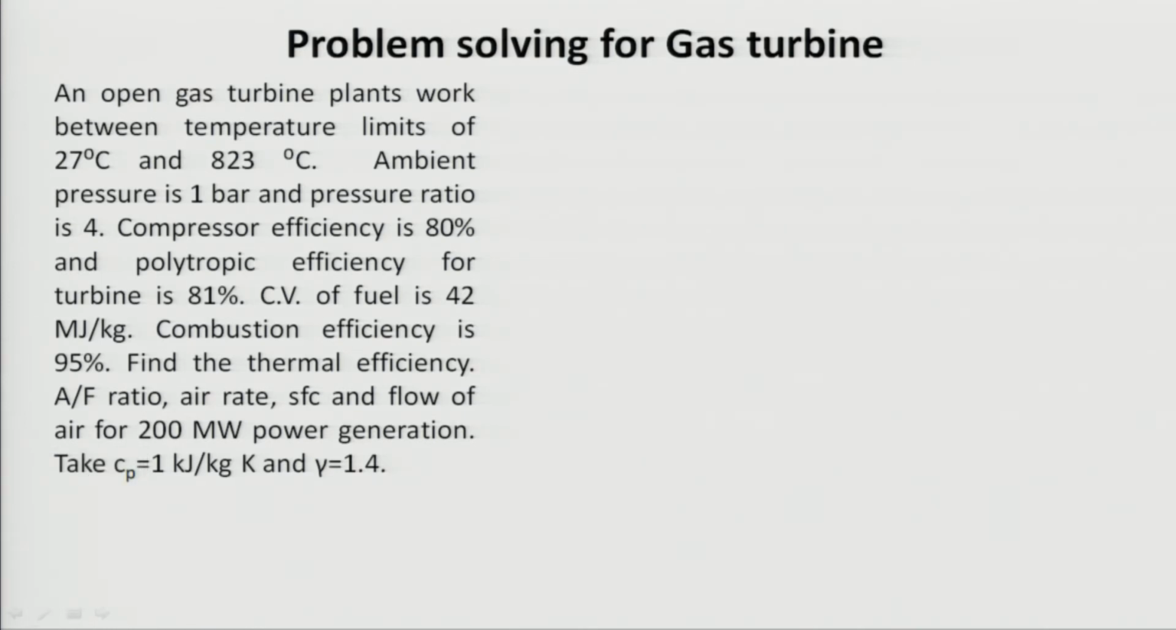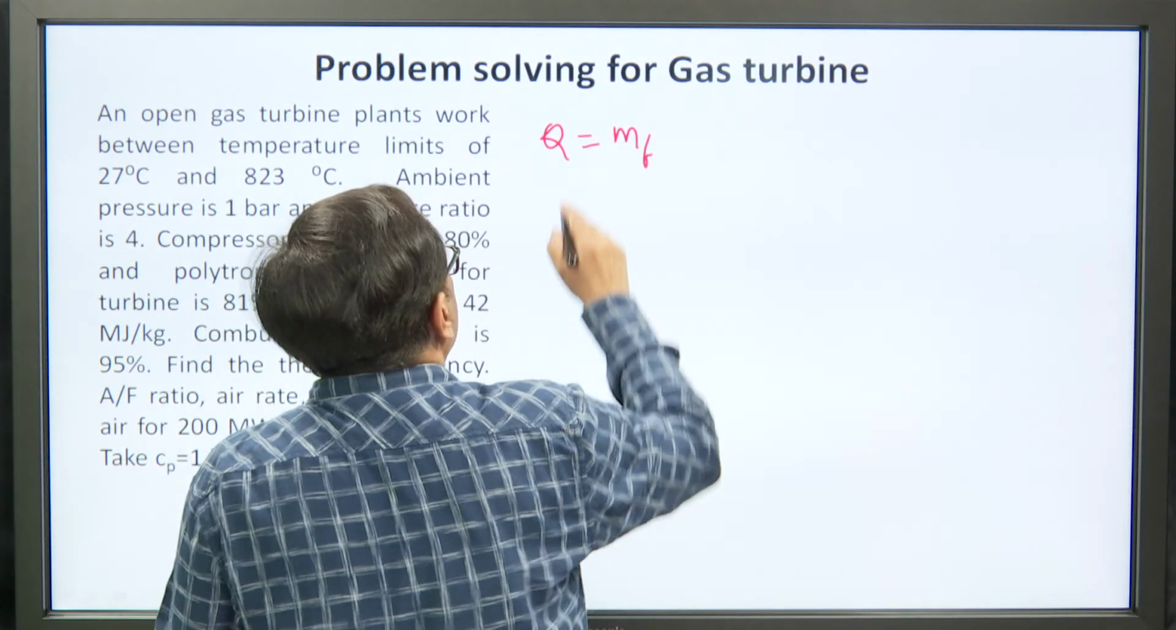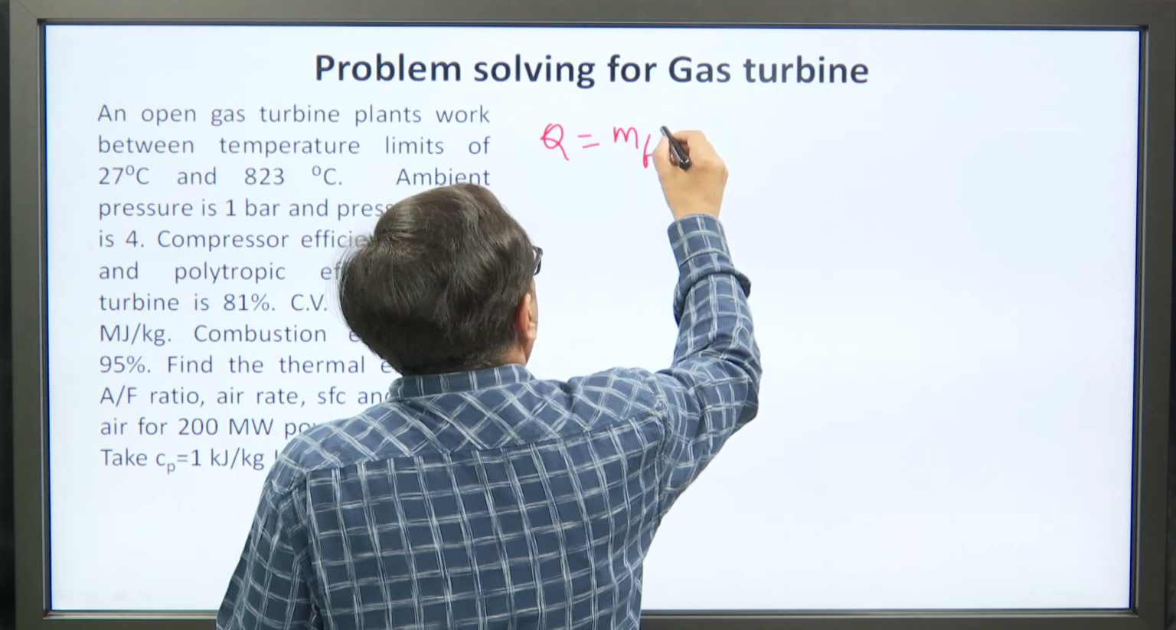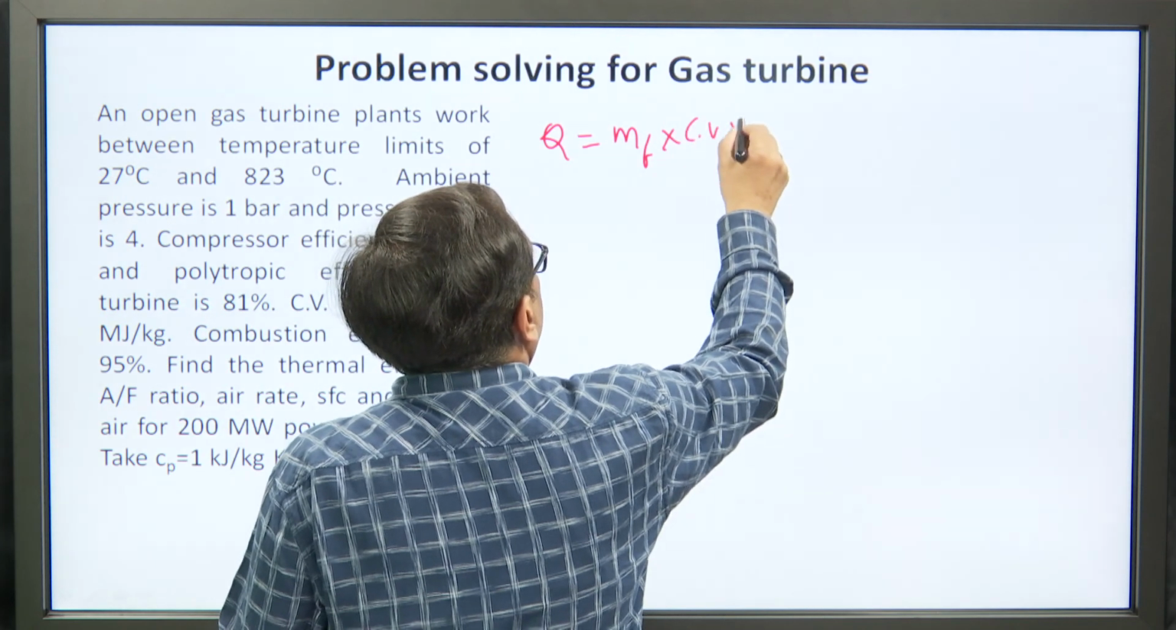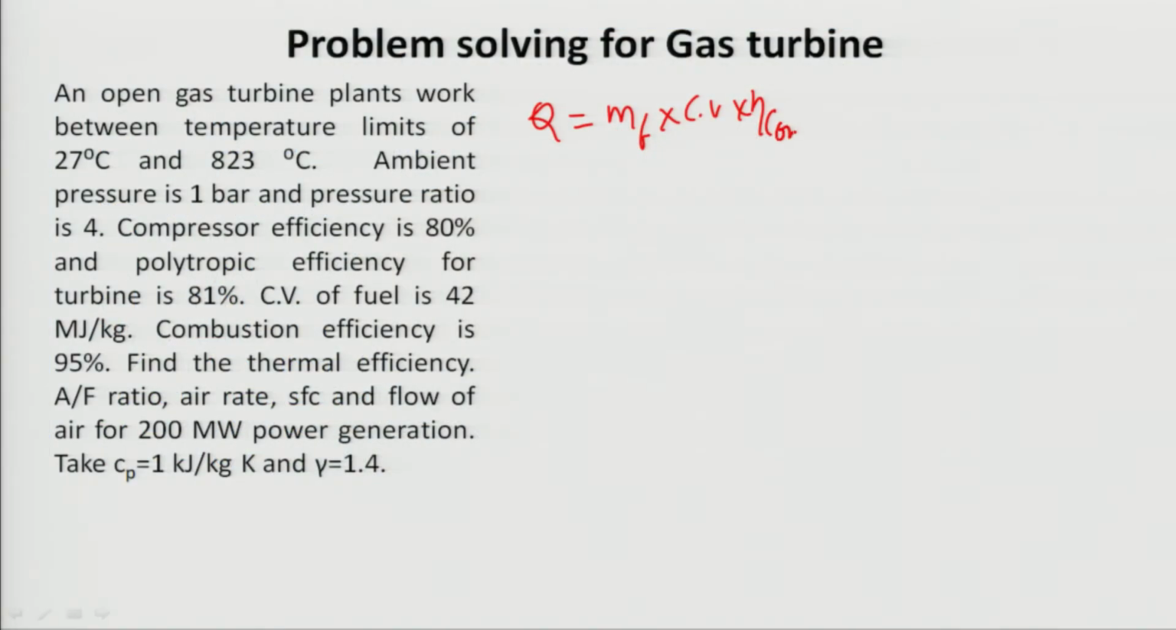Now, we have to find out the heat supplied. Heat supplied in the combustion chamber will be the mass of the fuel, for 1 kg of air we are talking about, into the calorific value of the fuel into the combustion efficiency, and that is going to be equal to the... if we see the combustion chamber, what is happening in the combustion chamber?